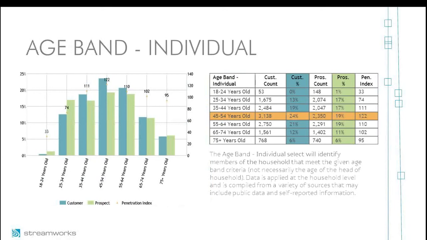We have the age band. It's an individual age band, so it's going to tell you how many people in this list that you uploaded fit these different age groups. So if you look at that grid on the right, you see that people 18 to 24 in the customer count, that first column, there are 53. Then you look over to the right of that, and you can see there's 148 prospects. That means in the same geographic area by zip code of what you uploaded, we are finding 148 people that are 18 to 24 years old.